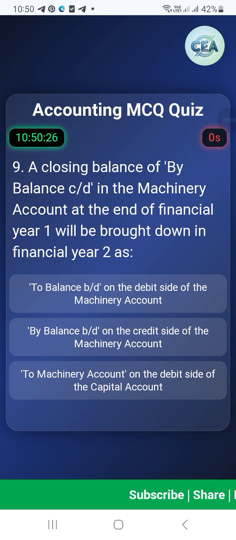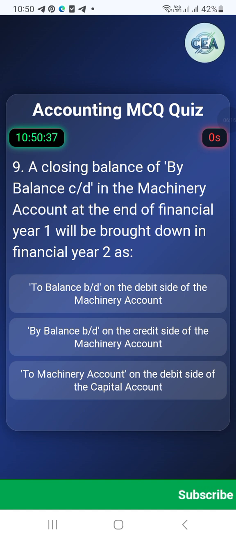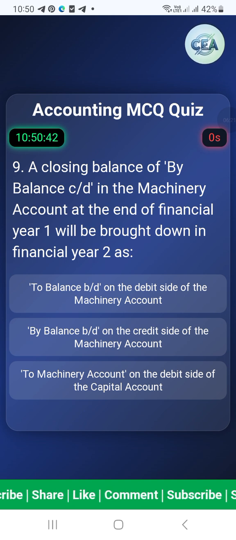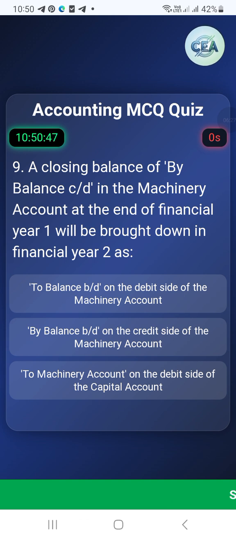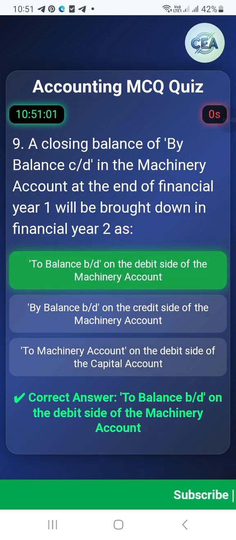9. A closing balance of 'By Balance c/d' in the machinery account at the end of financial year 1 will be brought down in financial year 2 as: Option 1. To Balance b/d, on the debit side of the machinery account. Option 2. By Balance b/d, on the credit side of the machinery account. Option 3. To Machinery Account, on the debit side of the capital account. Correct answer is: To Balance b/d, on the debit side of the machinery account.